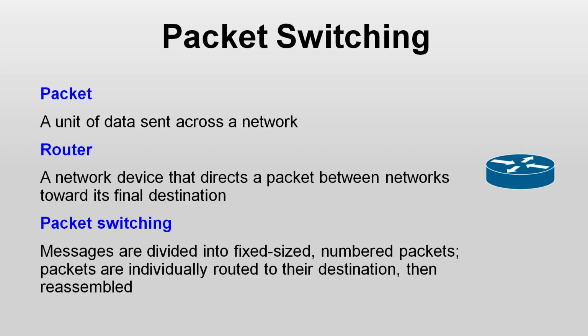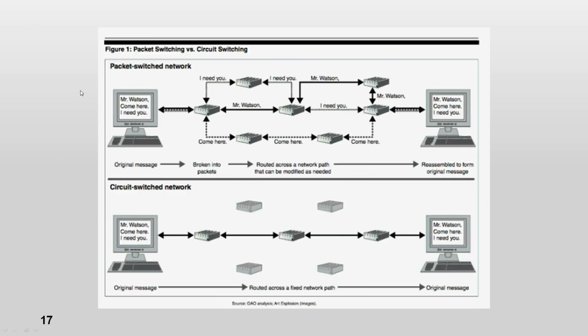So packet switching is how these packets are moved through a network. How do they get split into those little packets? How are those packets numbered? How are they directed to their final destination, and then how are they reassembled? So if we go back to the diagram, when we send a message here, "Mr. Watson, come here, I need you." That was the original message transmitted in the first phone call ever made.